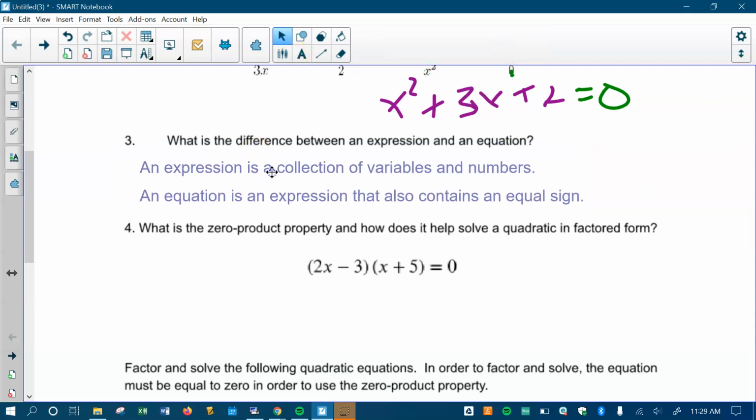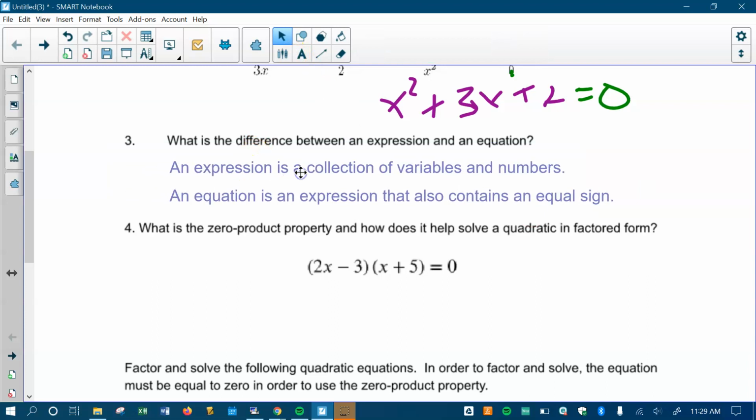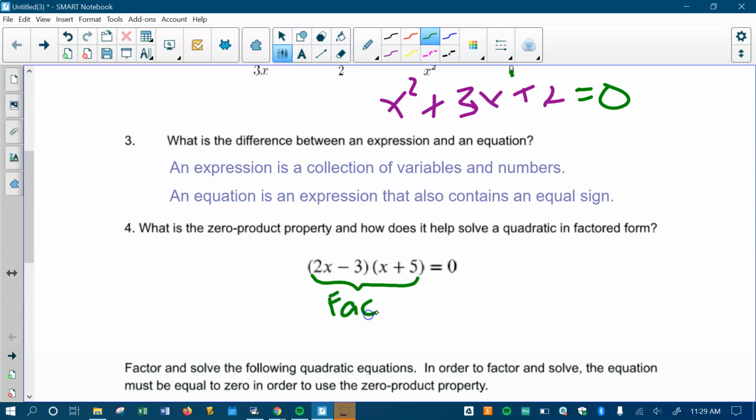Okay, next. So now we need to know what is the zero product property and how does this help to solve quadratics in factored form. So the way we're going to do this problem is currently we already have a factored form here. So this is already factored. And whenever we have factors set equal to 0, what we can do is take each of those factors and set it equal to 0 individually. So for instance, we can take this 2x minus 3 and set that equal to 0 and solve.